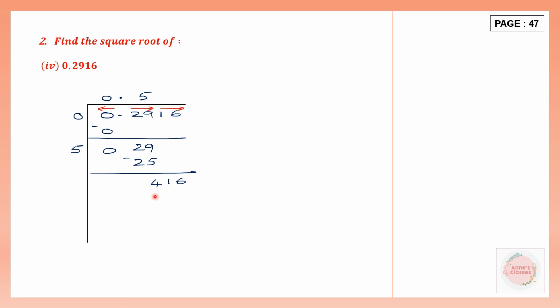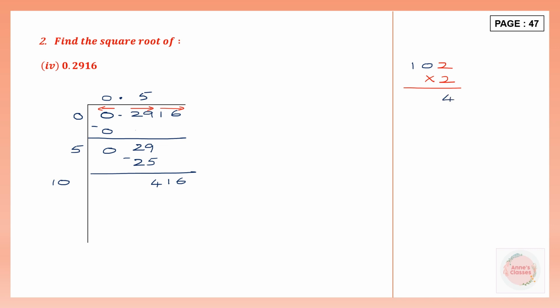So now our number is 416. Next step, double this 5. When I say double, multiply it by 2. 5 into 2 is 10. Okay, so I have 10 now. Now I need to get a number next to 10 and multiply with that same digit to get 416. So let's try that. So I'm going to write 10 and next to it I'm going to put 2. Let's multiply it by 2 itself. Whatever you're putting next to it, you have to multiply with the same number.